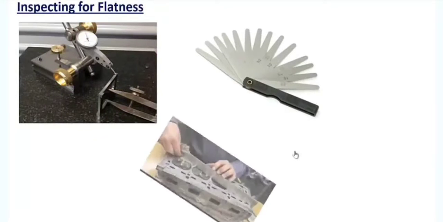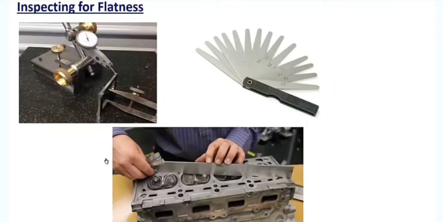So, how are we going to inspect for flatness? There are a few methods. One is that we can use a dial gauge and dial it out. The second is that we can use a straight edge and a feeler gauge, insert it and see how flat it is. I'll show you a video where we can check both methods. Then you will get some idea.